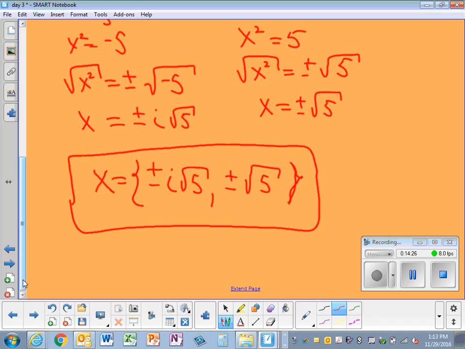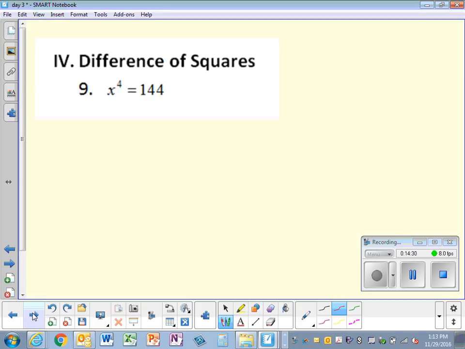Let's do one of the difference of squares and one of the difference of cubes. How about that? I'll just ask you. So difference of squares. Before I can solve by factoring, what should I do? Equals 0. Equals something. Good. What do I do? It's the first step.